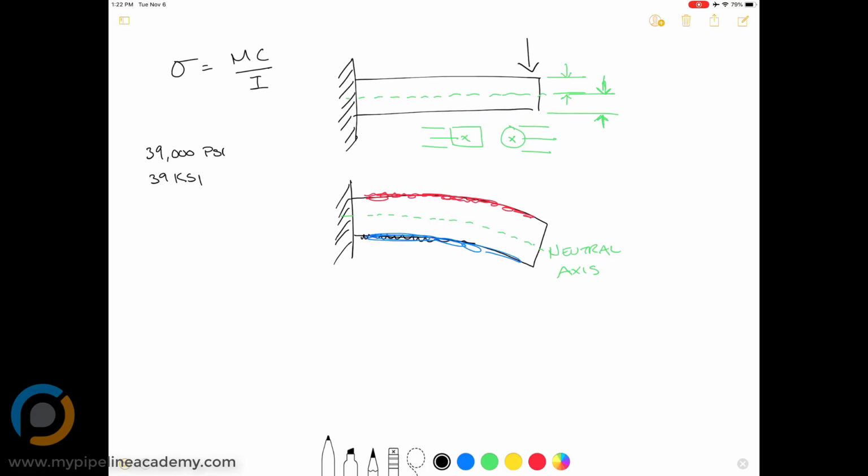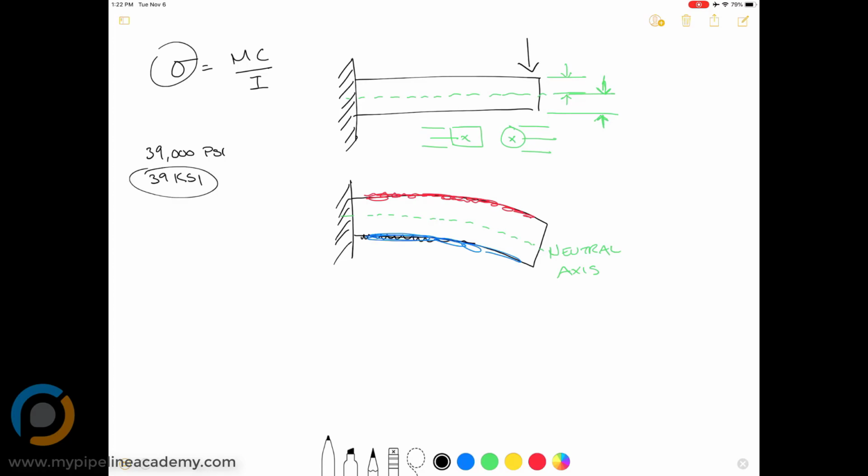Okay, so we know what our yield strength is. So in order to determine whether or not this cantilever beam is going to fail, we would need to calculate the bending stress, sigma, and compare it against our yield strength.